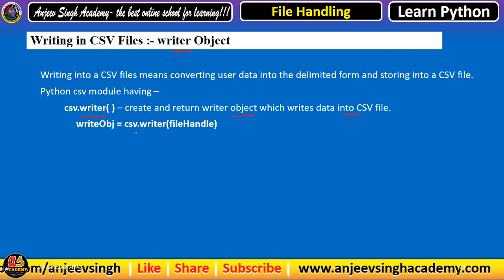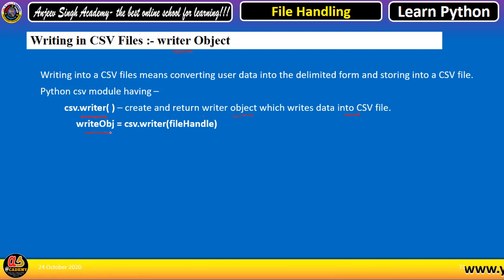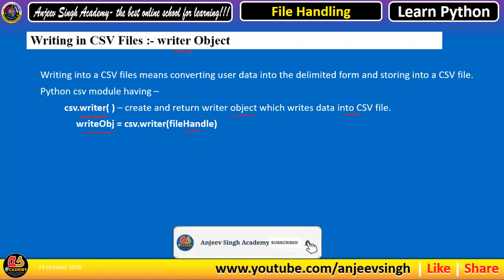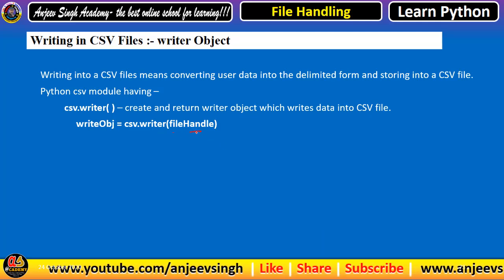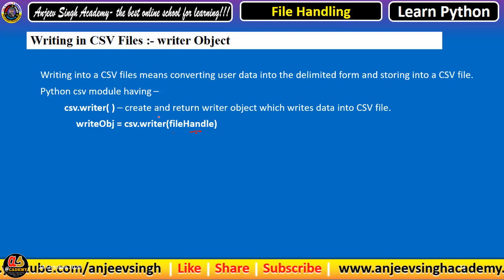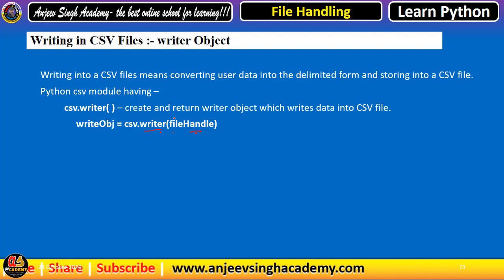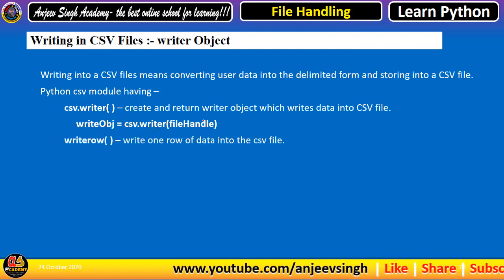So how will you use this? First you have to create one object, and this object is known as the writer object. Here you can give any name, equal to csv.writer, and inside this you have to provide the file handle. This file handle is the same one you used with the open command. The same file handle name you have to provide here. So this writer function is going to create a writer object, and that writer object gets associated with the file referred to by this file handle. Okay, so the writer object will control the file with the help of the file handle.